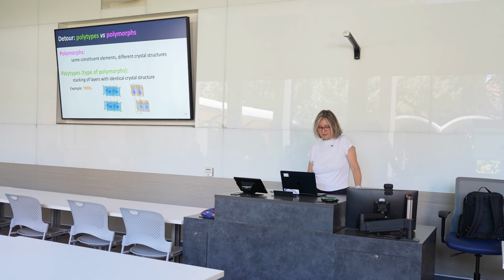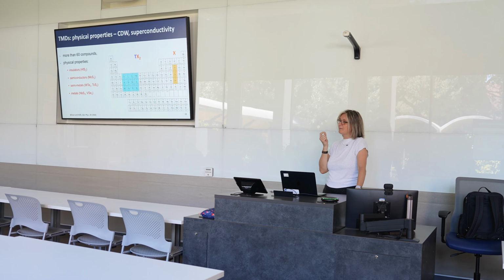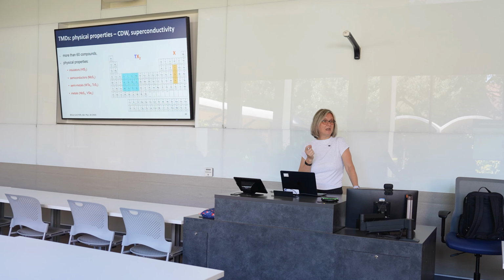Okay, so we talked about polymorphs versus polytypes. I remind you that the transition metal dichalcogenides are formed with these elements, and like I advertised earlier, they can be insulators, semiconductors, semimetals, etc. They have some physical properties in common for almost all of them. Almost all of them have something called a charge density wave, and almost all of them have superconductivity at very low temperatures. So what is a charge density wave?